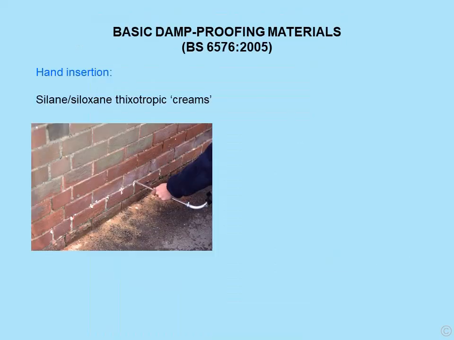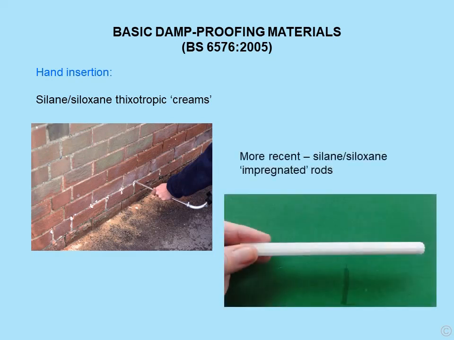Going on with damp-proof coursing, hand insertion, the silane siloxane thixotropic creams, and more recently the silane siloxane impregnated rods. It's the plastic rod, very permeable, full of the appropriate silane siloxane. Simply drill a hole and it's pushed into the hole in the mortar.